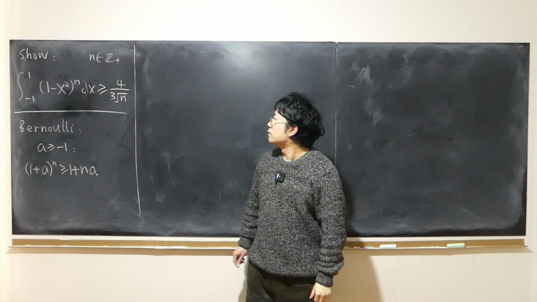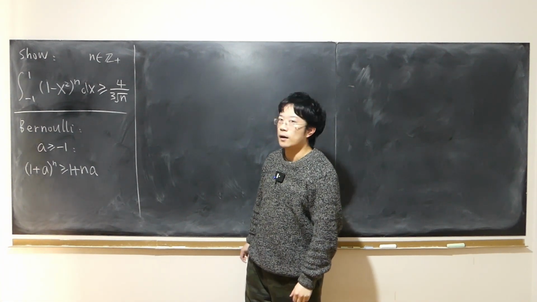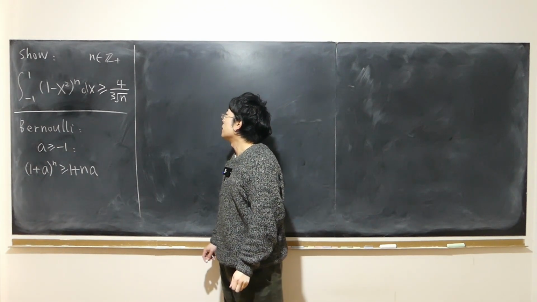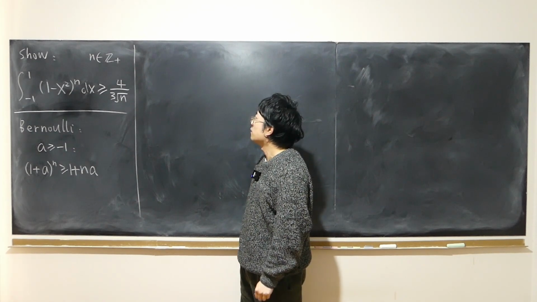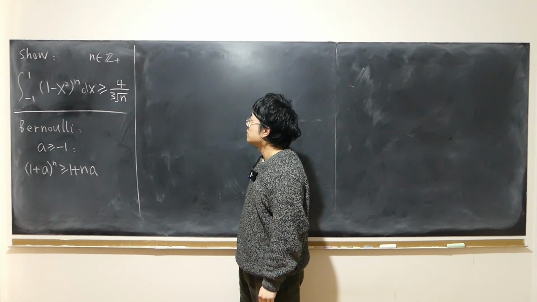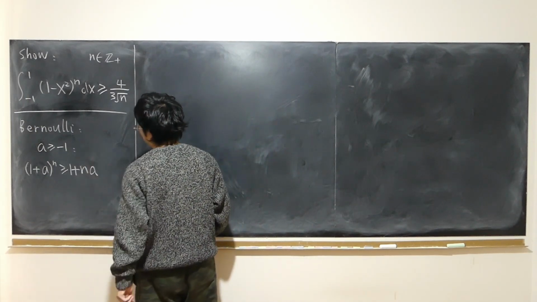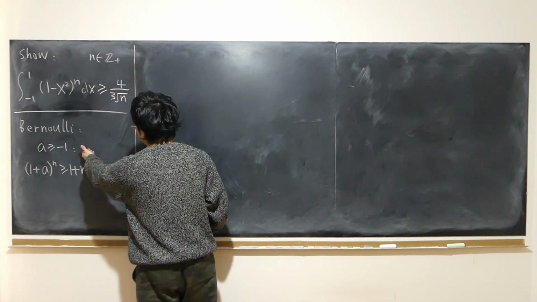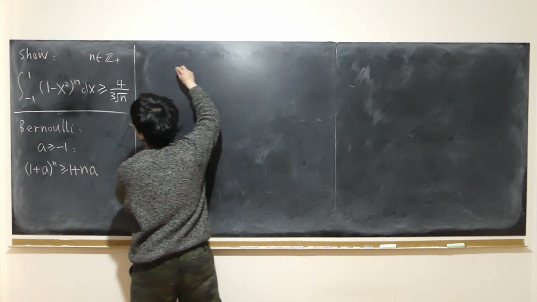We want to show that the integral from -1 to 1 of (1 minus x squared) to the power of n dx is bigger than or equal to 4 over 3 square root of n, where n is some positive integer. And before we show that, we will prove Bernoulli's inequality. As long as a is bigger than or equal to -1, then we have the following inequality.